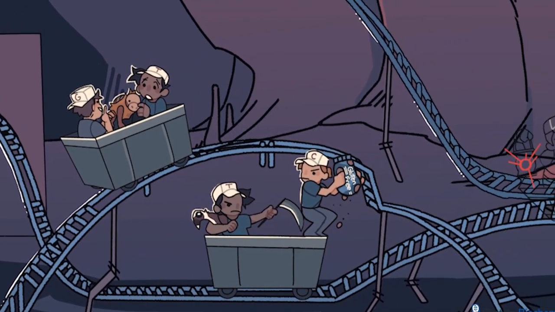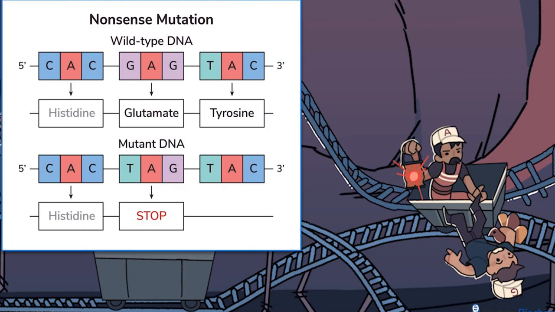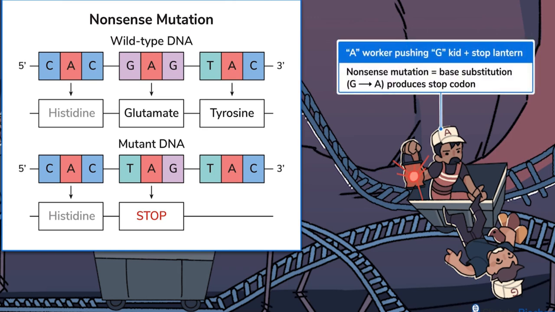Alright, we'll finish up this section by going over the nonsense mutation. This happens when a base change results in a premature stop codon. Nonsense mutations are much worse than silent and missense mutations because they produce truncated, non-functional proteins. This mutation is represented by a maintenance worker pushing someone off the ride. Look, sometimes you just get tired of these whippersnappers messing around. Note the red lantern and falling stuffed turkey, because we're replacing an amino acid, in this case tryptophan, with a stop codon.